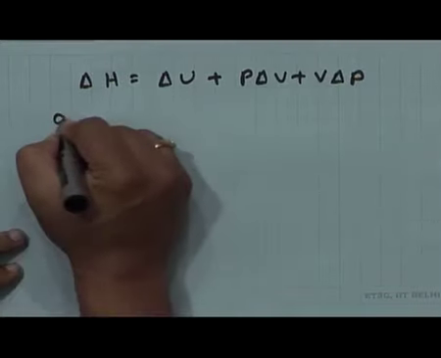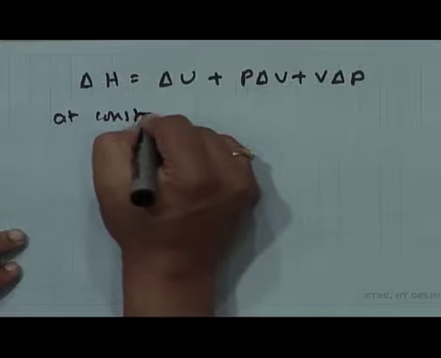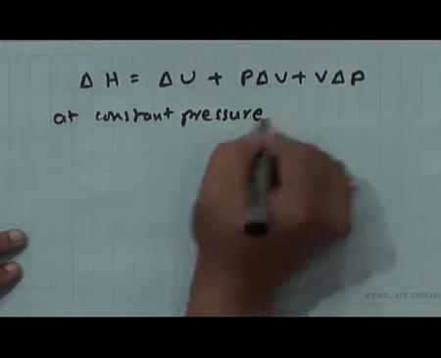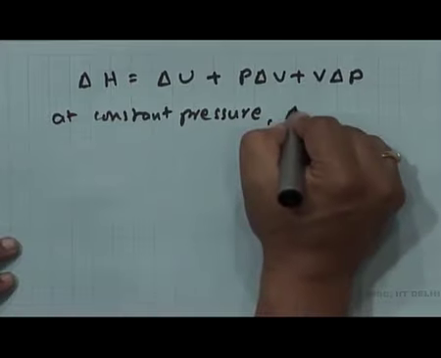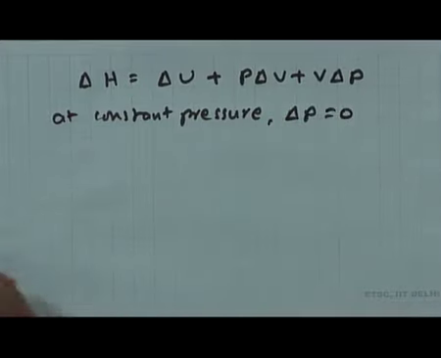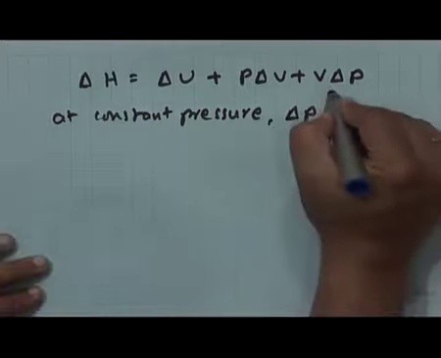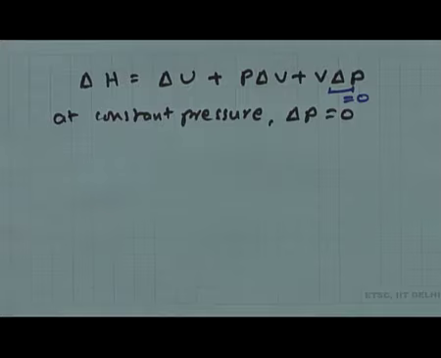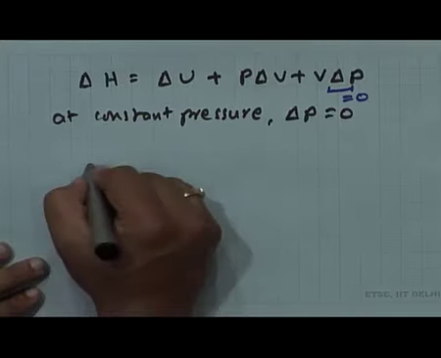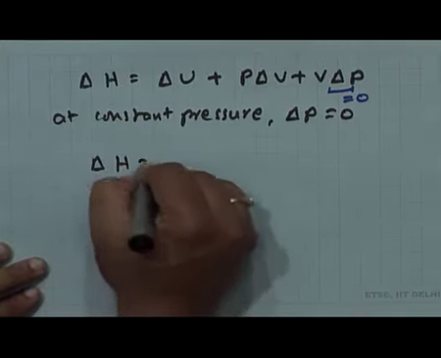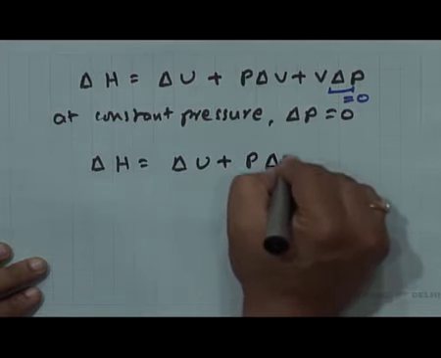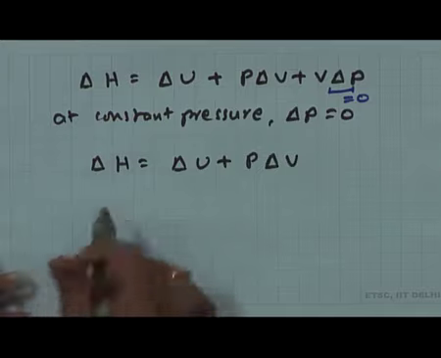Now, at constant pressure, delta P is equal to 0, which means this term is equal to 0. So, the moment I write that, then I have delta H is equal to delta U plus P delta V, right.